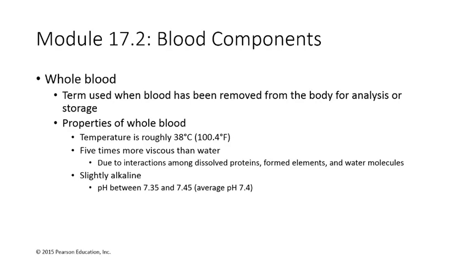Whole blood would be everything found in your blood. If you go to the blood bank and give blood, you're giving whole blood. And whole blood is going to have a temperature about 1 degree Celsius warmer than your body temperature. It's more viscous than water, and that viscosity comes from dissolved proteins and the formed elements, that is your red cells, white cells, and platelets. It is slightly alkaline with an average of about 7.4.